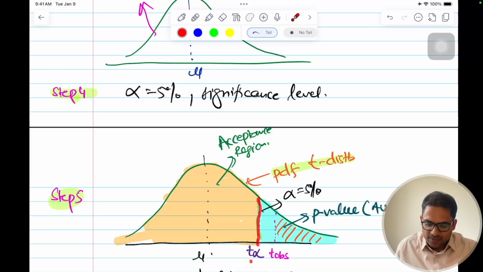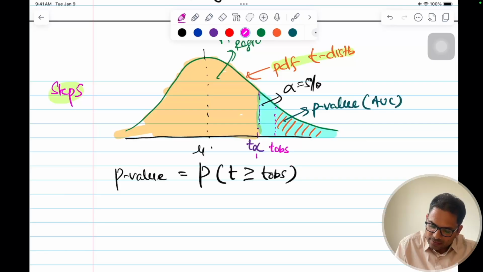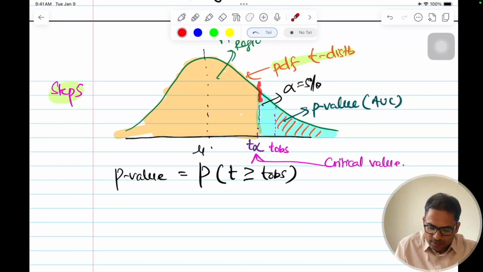Now this t alpha has got a name. This t alpha is called the critical value. This is the test statistic beyond which my area would be equal to the significance level, that is 5%. And if my observed comes 5% or more, because this area is 5%, if you go this side, this area will be greater than 5%. So it comes in the acceptance region, we accept it.